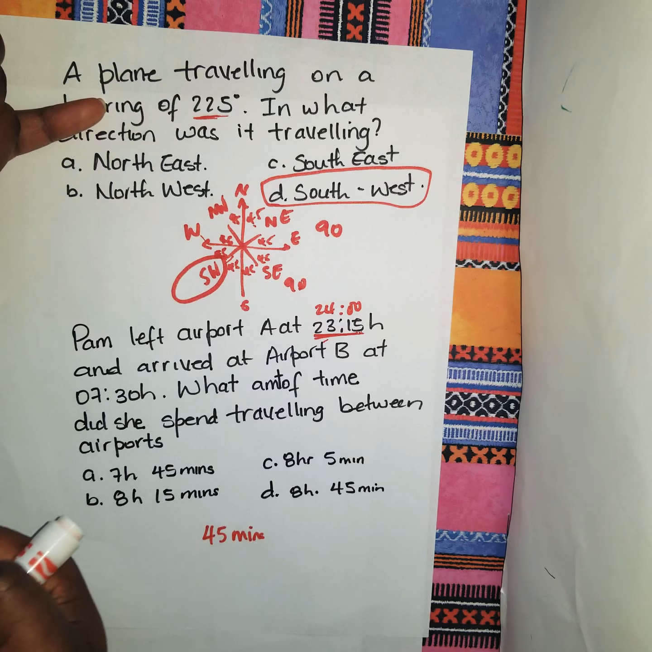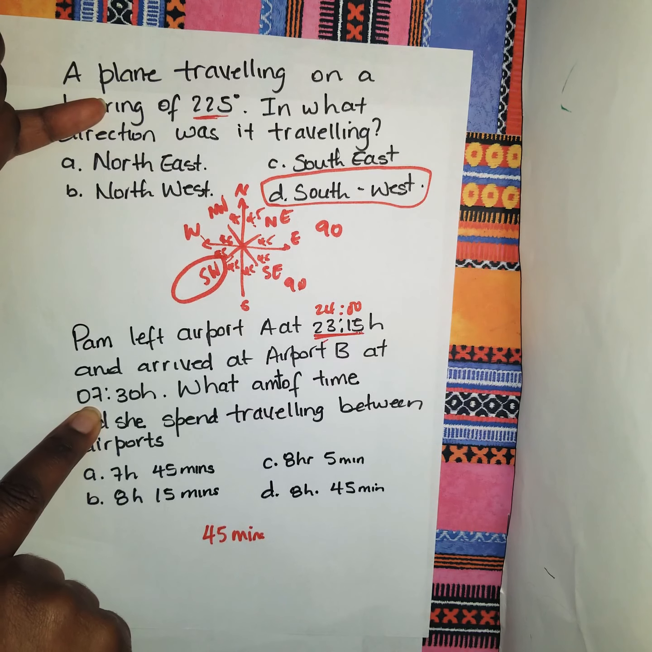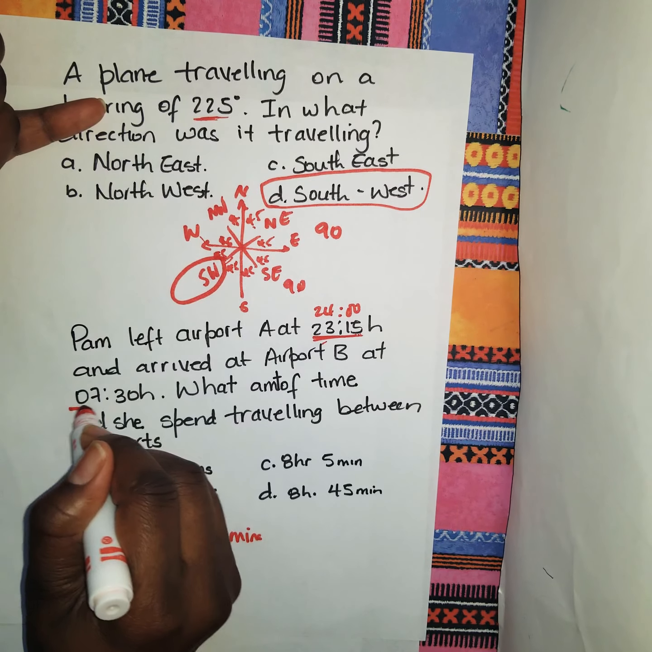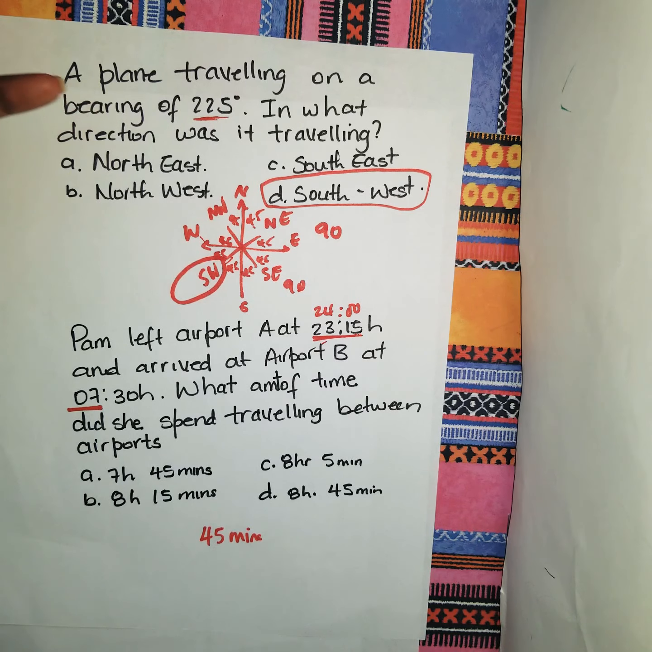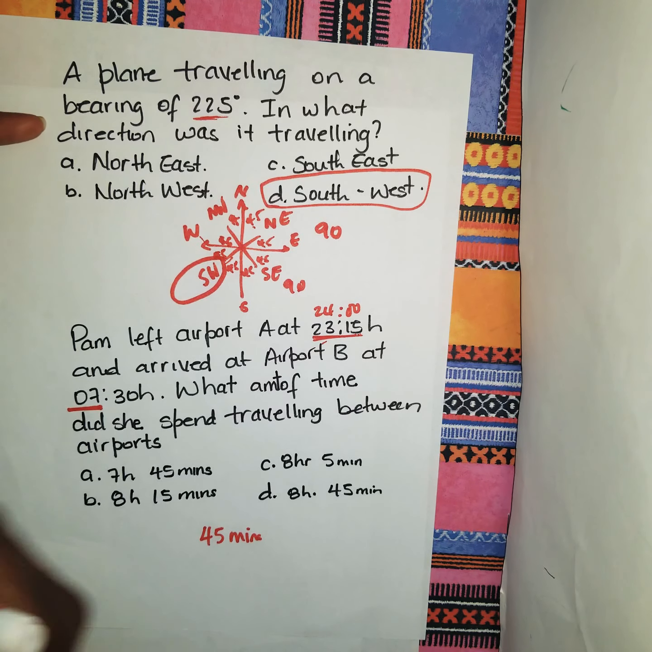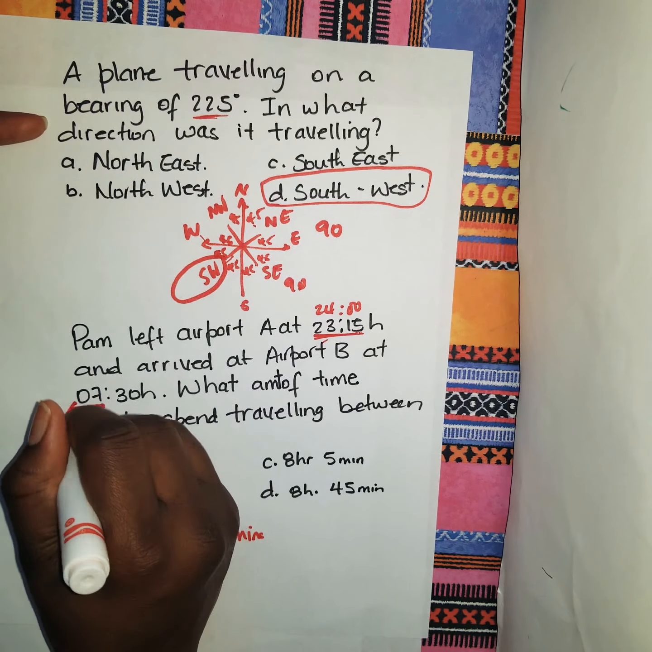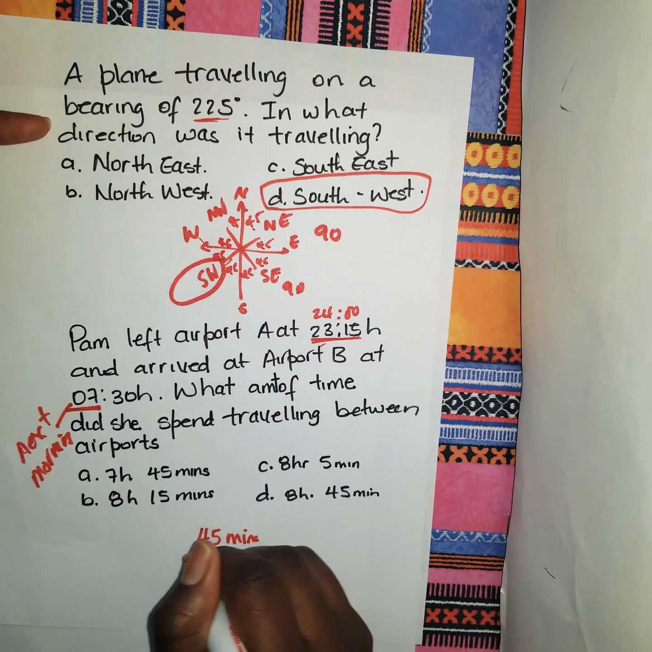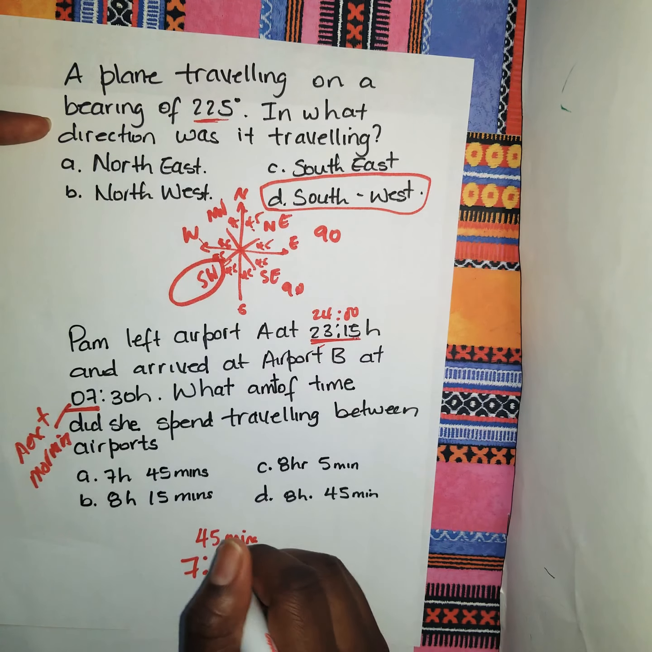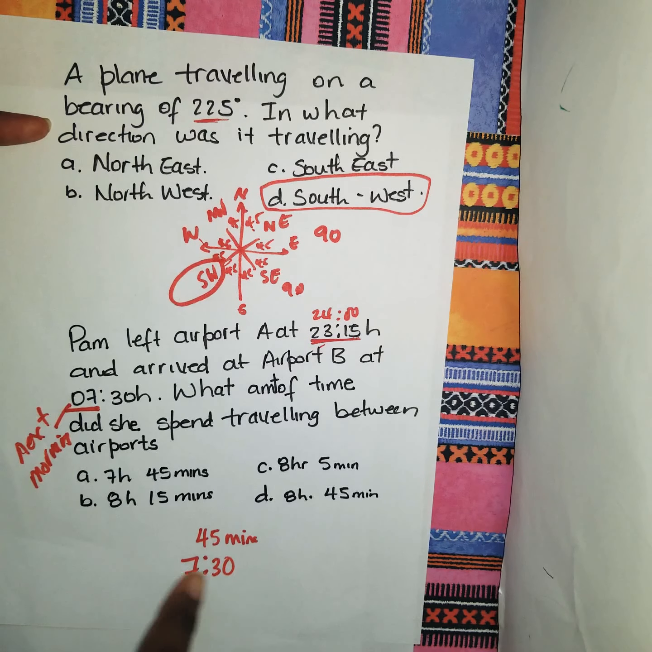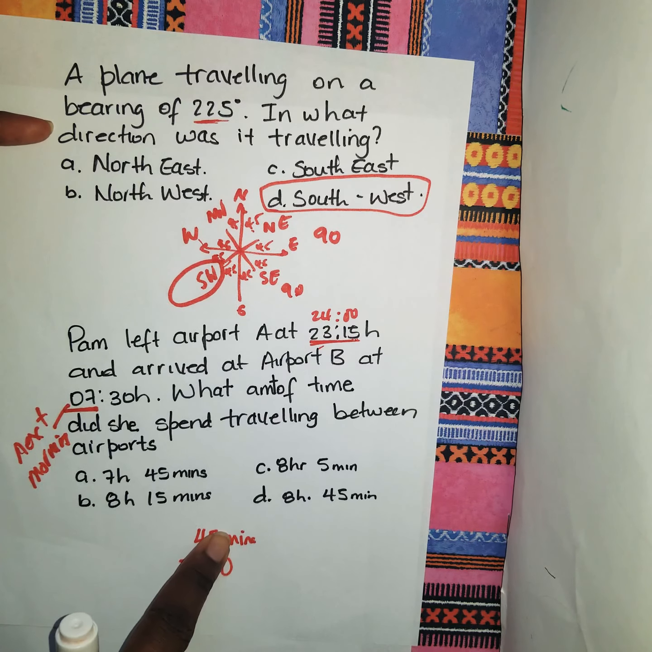In the next day, how do you know it's the next day? The 07 here tells you that they're referring to the next day using the 24-hour clock. So 07:30 means 7:30 the next morning. So I'm going to put next morning here. 7:30 the next morning. So we want to know how long this particular journey was. So 7:30 plus 45 minutes.